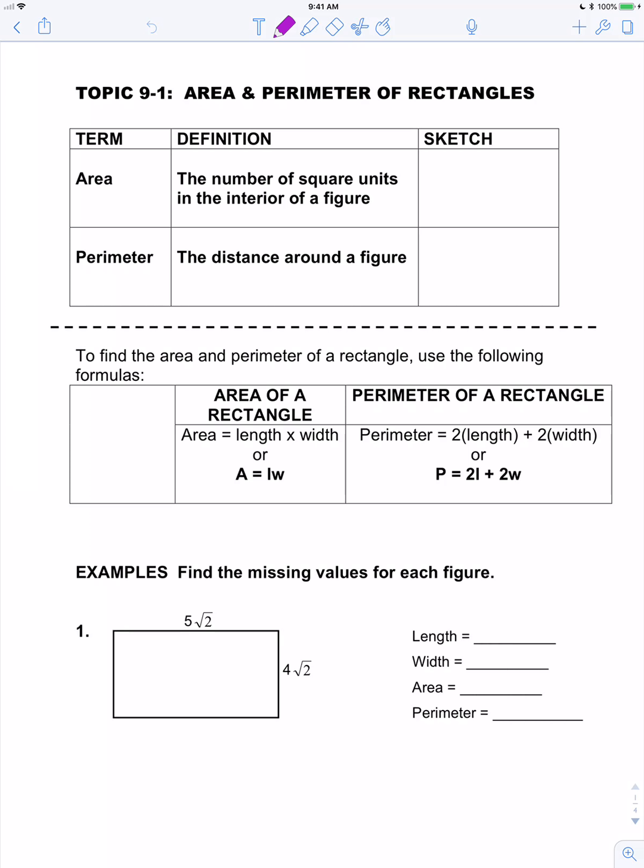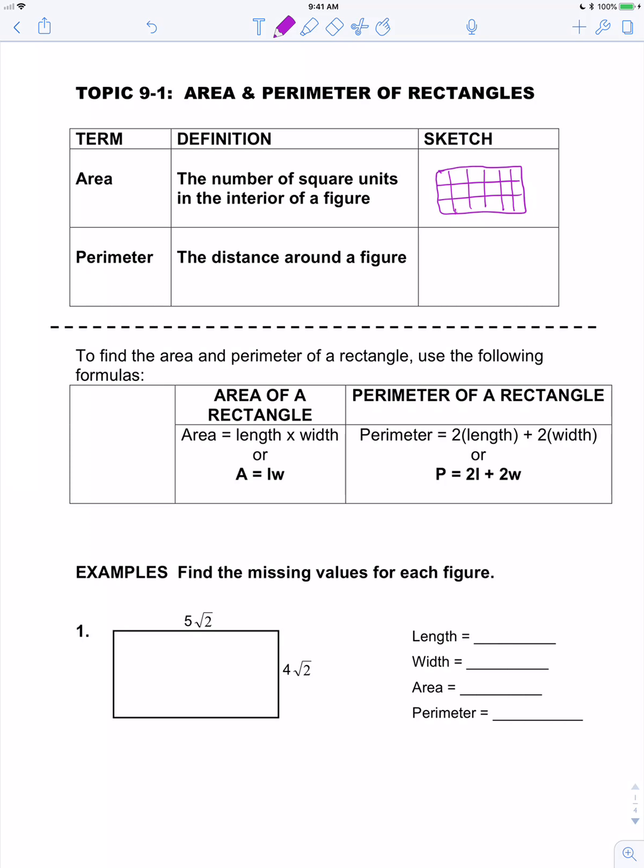And so today we're going to cover the area and perimeter of rectangles. So let's just go over the definitions. Area is the number of square units in the interior of a figure. So remember that if you have a field or something like that, think of the area as the grass or how much space the cows have to roam.